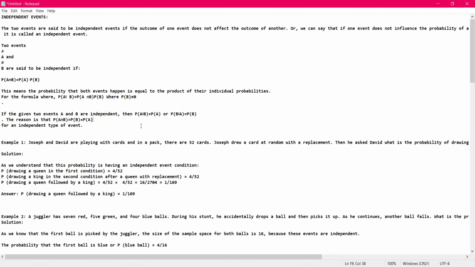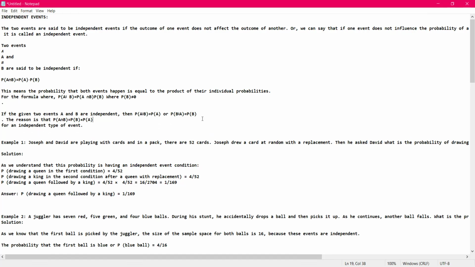Suppose there are two events A and B, and suppose those two events are independent of each other. It means the outcome of event A is not affecting the outcome of event B. Then we can say that P of A given B equals P of A, because A is not affecting the outcome of B. Or we can write it as P of B given A equals P of B for any independent type of event.